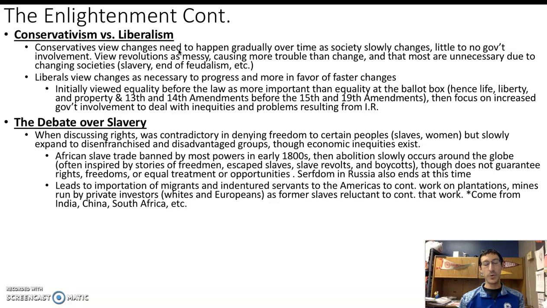Also, the movement towards the ending of serfdom in Russia continues at this time, and there are greater pushes for more equality under that. At the same time, as slavery is going away, you begin to see more people moving into the Americas, because former slaves, now freedmen, do not want to work in plantations or in the mines if they can avoid it. And so you do see indentured servitude beginning to crop up with European investors and European landowners or wealthy Creole landowners in Central and South America.